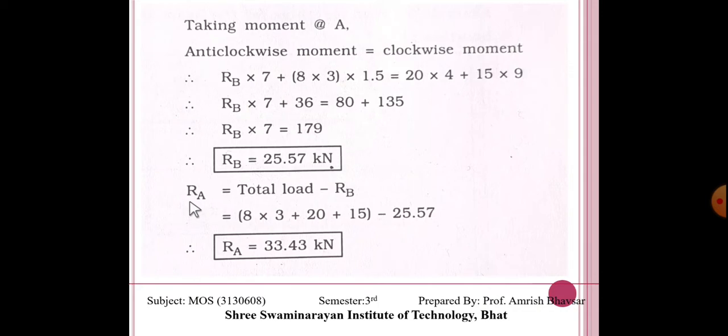And RA is equal to total load minus RB, that we know. So, total load is 8 times 3, which is 24, plus 20 plus 15, minus 25.57. So, RA is equal to 33.43 kilonewton. Okay, everybody? Good.